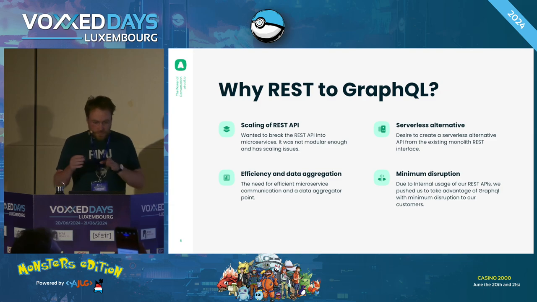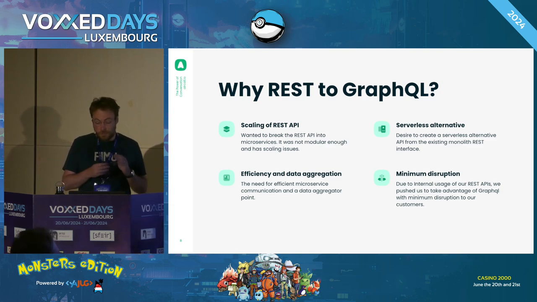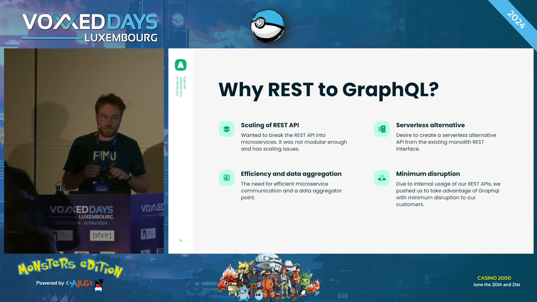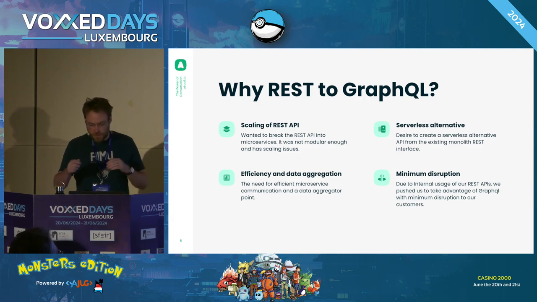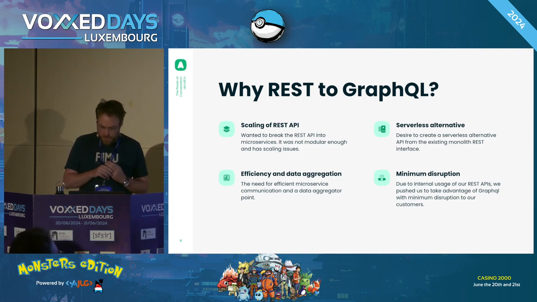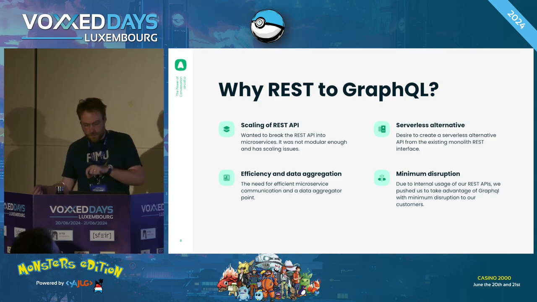And while migrating from REST to our new kind of API, we wanted minimum disruption. We cannot say to the client, we're going to migrate to a new service, but we're going to shut down the service for a few hours, a few days. No, it's not possible like that. So by doing so, we're going to keep the REST API and have the new stuff in the GraphQL API, migrating all the endpoints along the way.